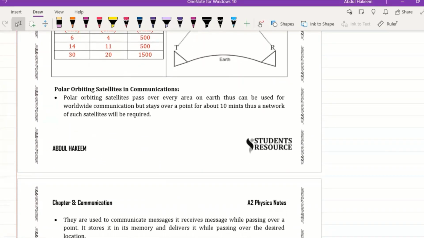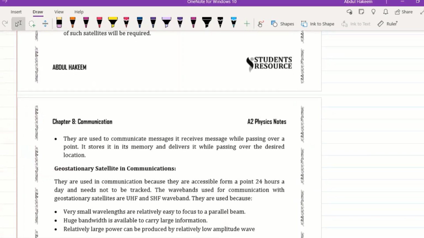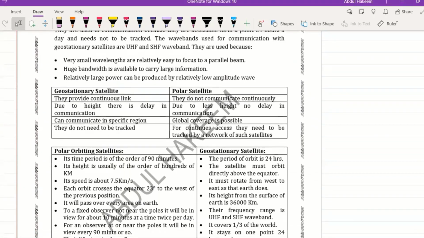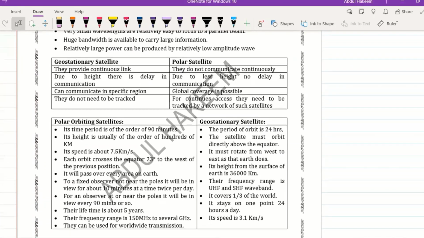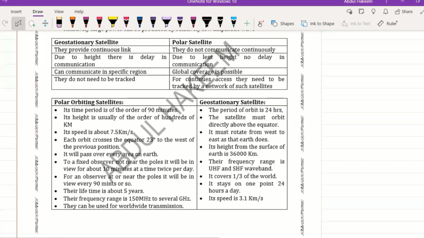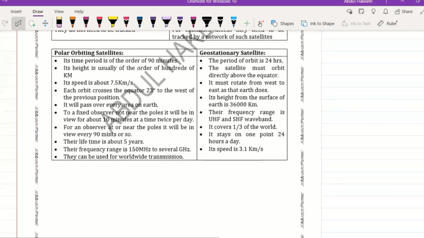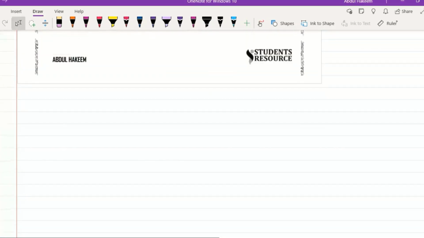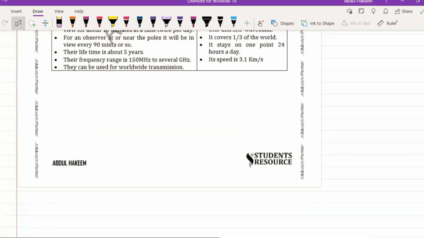Then polar orbiting satellite communication, geostationary satellite, and then comparison between geostationary and the polar. Then polar orbiting satellite, geostationary satellite comparison. Okay, so you have to prepare this chapter.